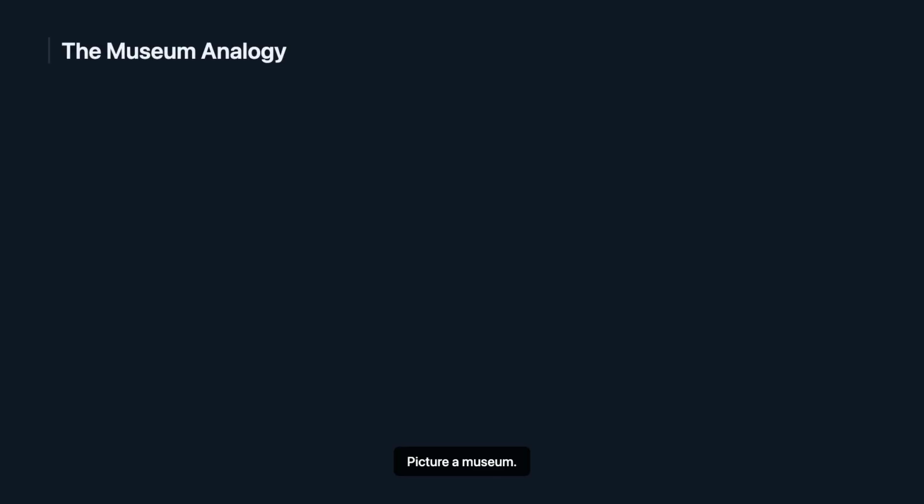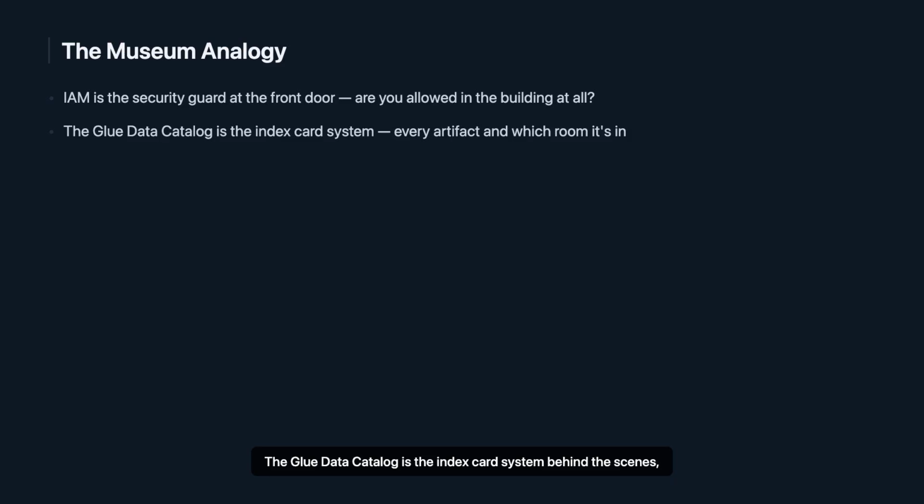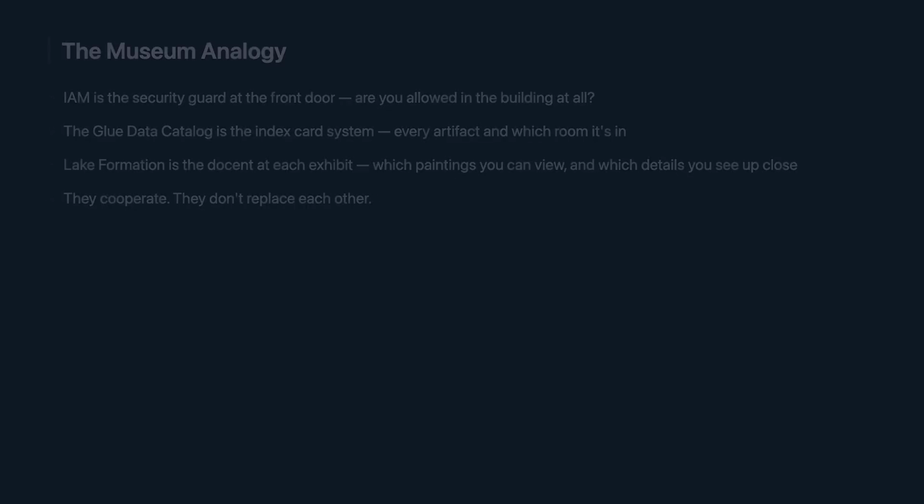Picture a museum. All 3 of these services are doing different jobs in the same museum. They cooperate, they don't replace each other. IAM is the security guard at the front door, checking whether you're allowed in the building at all. The Glue Data Catalog is the index card system behind the scenes, tracking every artifact and which room it lives in. And Lake Formation is the docent standing at each exhibit, deciding which paintings you're allowed to view, and even which details of each painting you can examine up close. All 3 have to say yes before you see anything.